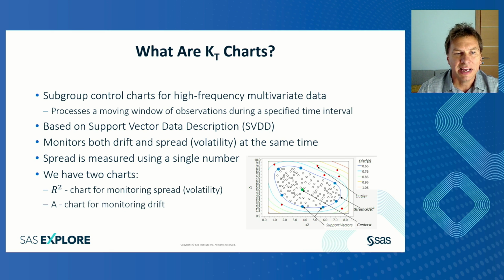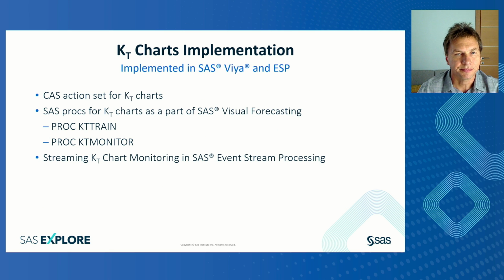The chart terminology stems from SVDD. In the simplest case, SVDD builds a hypersphere boundary around the data with a center A and a radius or threshold R-squared. With flexible data description, the boundary can have a more complex shape to conform to data. In a nutshell, KT charts do SVDD repetitively for a moving window of observations over time so that we can monitor a drift in the center position as well as a spread of the process.